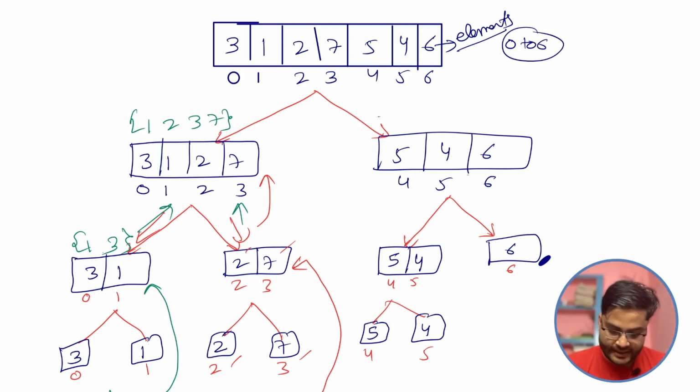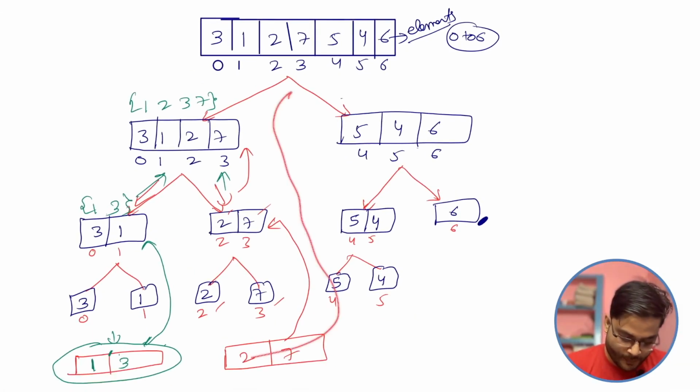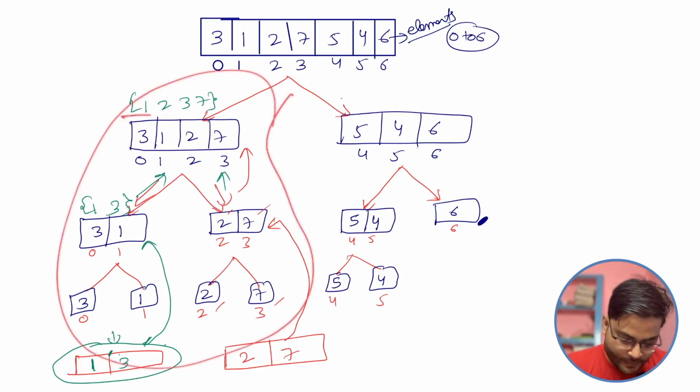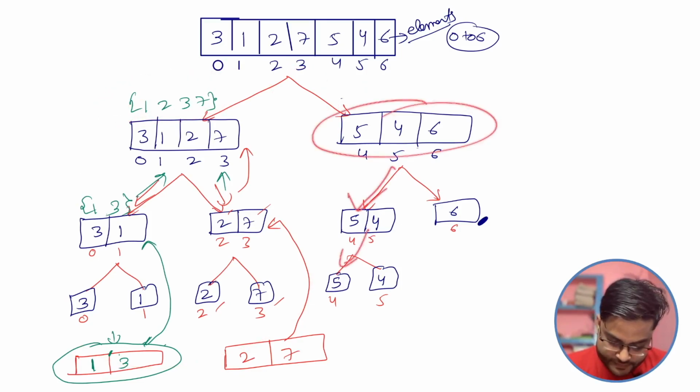Okay, now come to the right side. This part we have solved, right? This whole part we have solved, right? So after sorting, my array becomes 1, 2, 3, 7. Okay, so my left part becomes 1, 2, 3, 7. Now we will solve the right part. Let's come here. Okay, so we have 5 and 4.